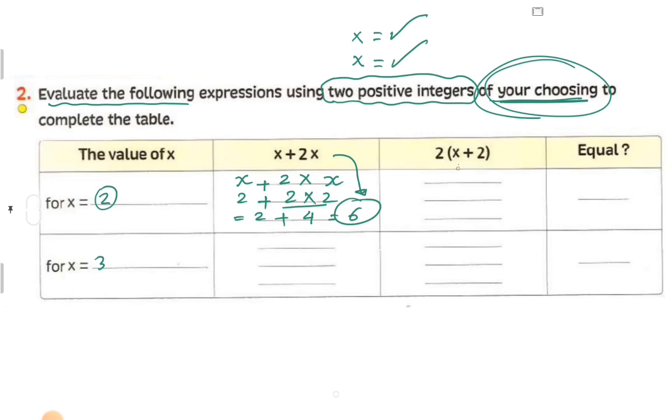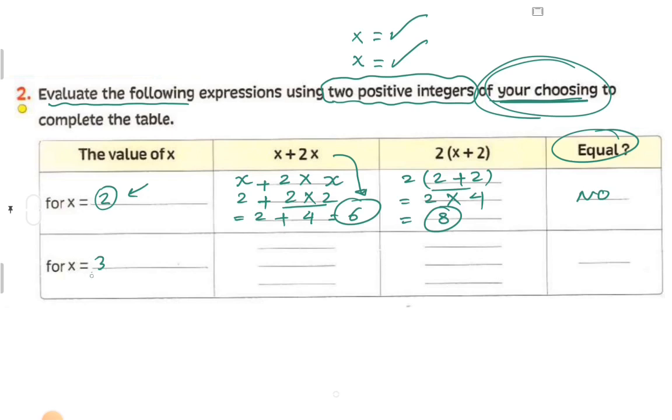The next expression, 2 by the parentheses, so remove x and put 2. Put 2. 2 plus 2. Start with what? Start with parentheses. 2 plus 2 equal 4. So 2 by 4 equal 8. Now, is it equal each other? No. So these two expressions, when I substitute x equal 2, are not equivalent to each other.